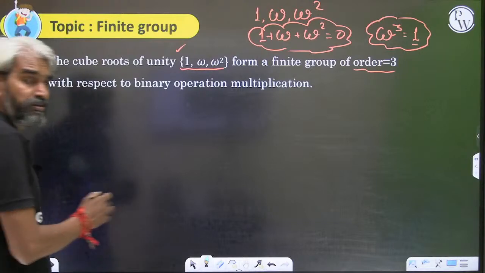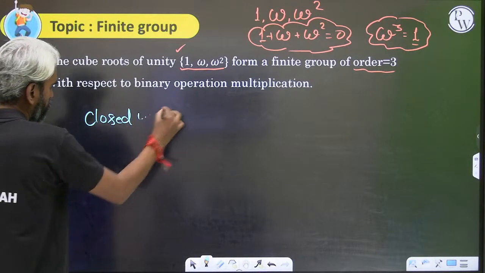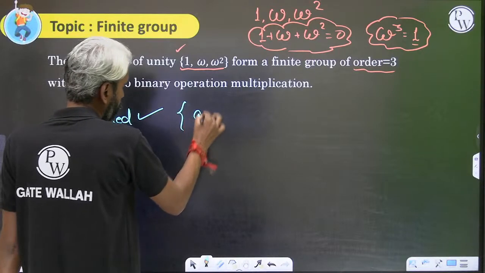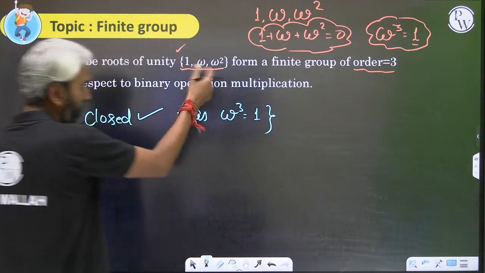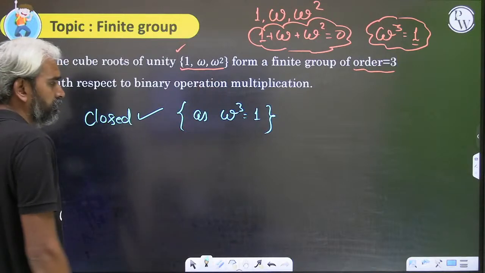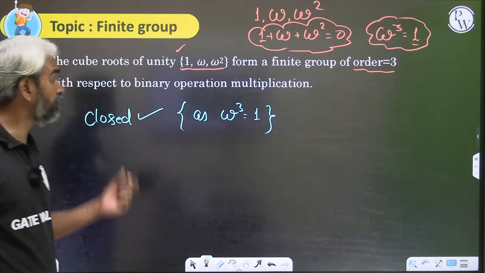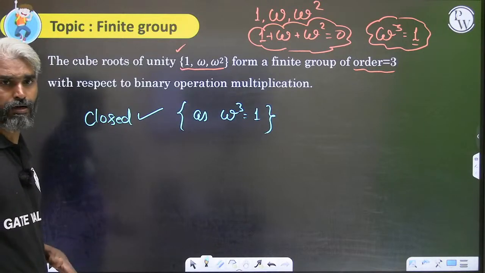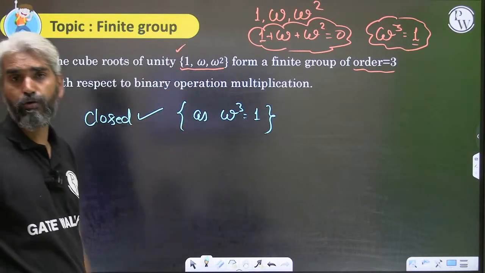So will it be closed? Yes, sir. Closed, yes, as omega cube is equal to 1. So that's what you need to understand. The moment the power becomes omega cube or more than omega cube, you can convert omega cube into 1 and it will automatically boil down into one of the 3 elements: 1, omega and omega square.